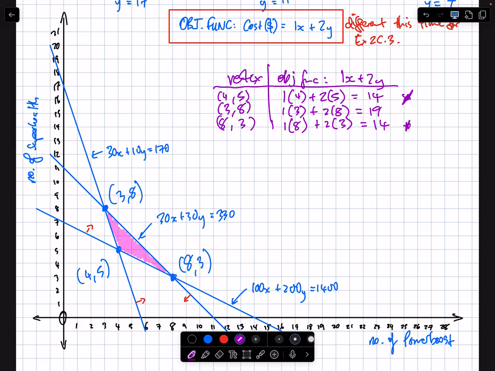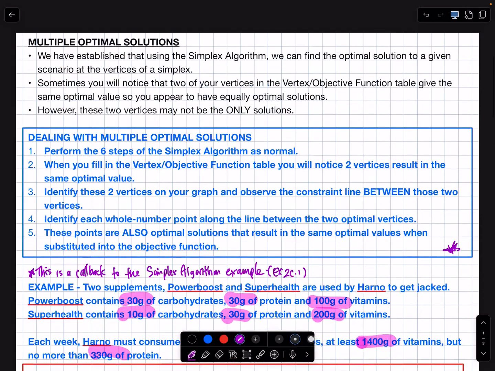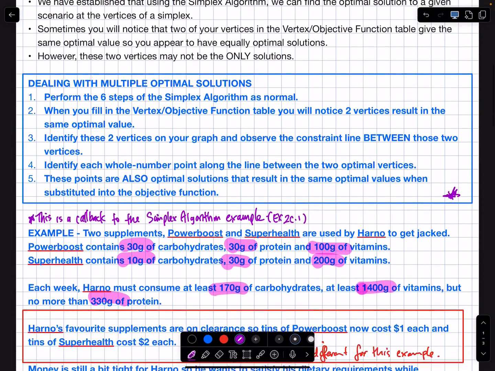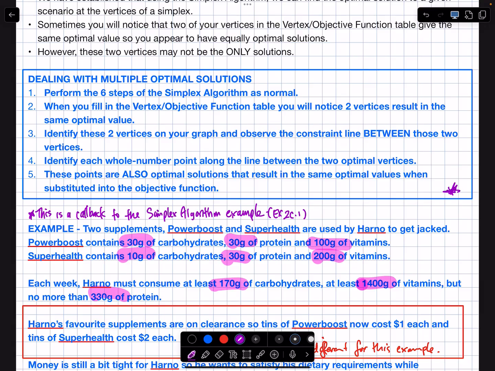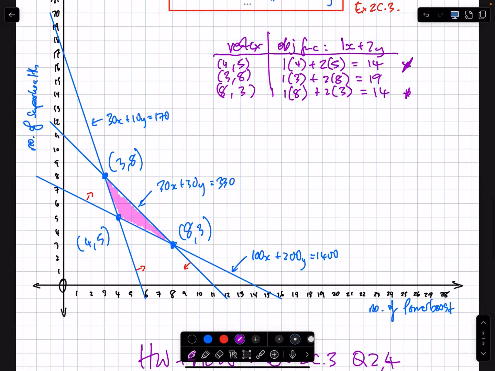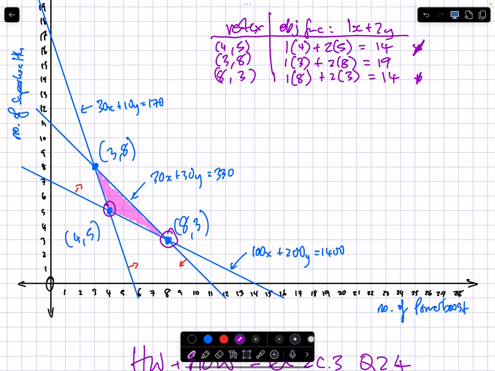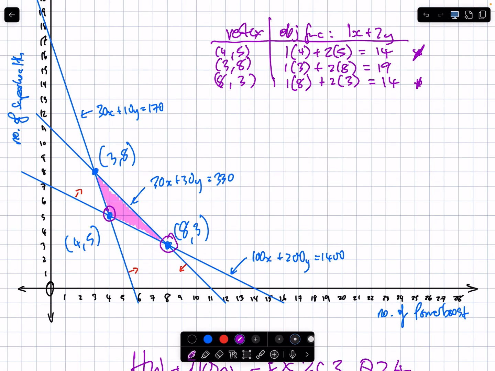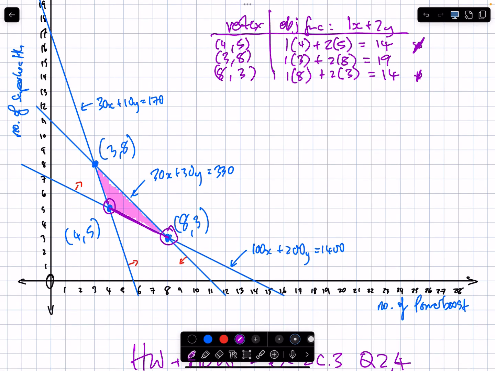So what's new in this, step 3, identify the two vertices in your graph and look at the constraint line between them. So I'm going to put a circle around (8, 3) and (4, 5). And now I am looking very closely at the line between them. And the step says, look at all the whole number points along that line.